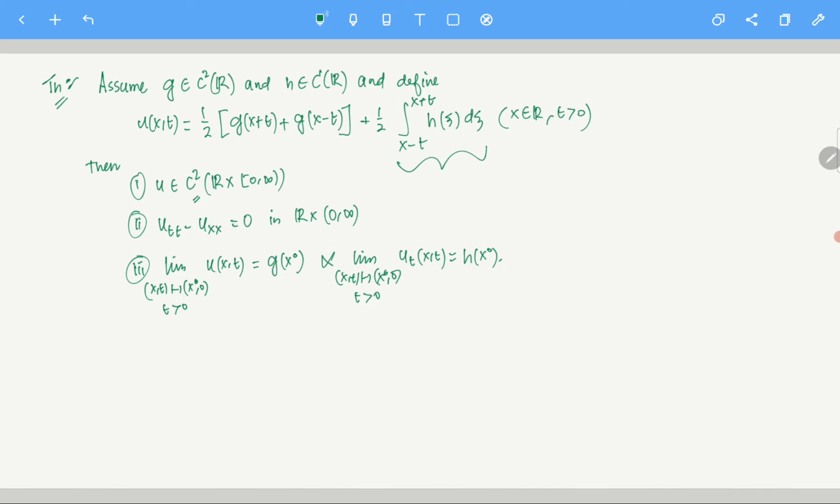What else is there? Okay, so this is from the D'Alembert's formula, right? One dimensional heat equation. This is the solution for the one dimensional wave equation.